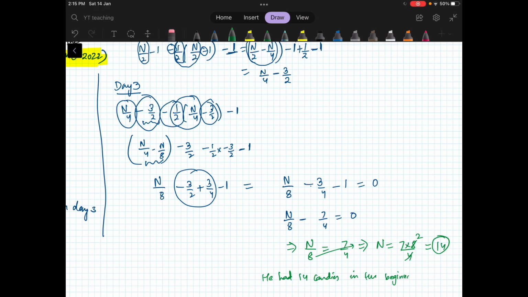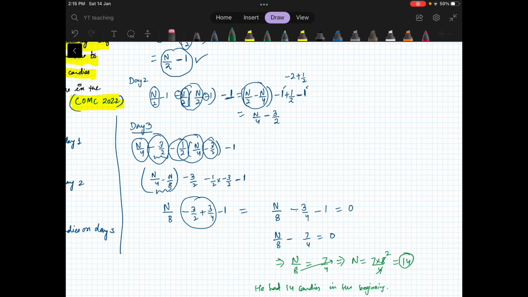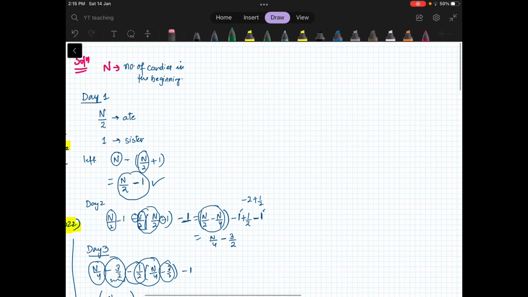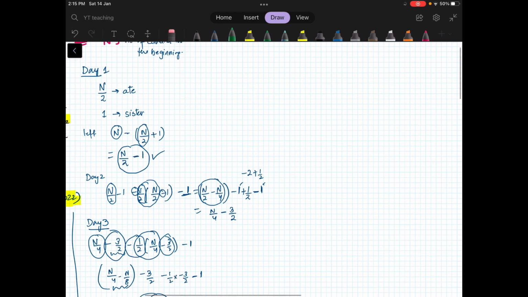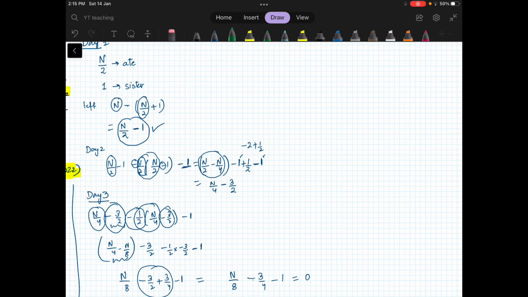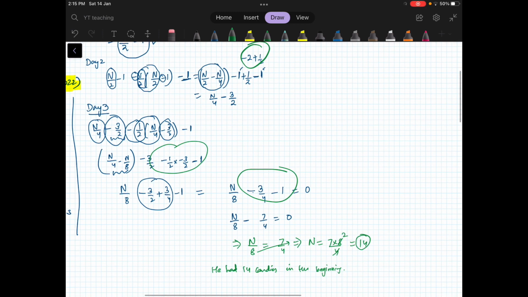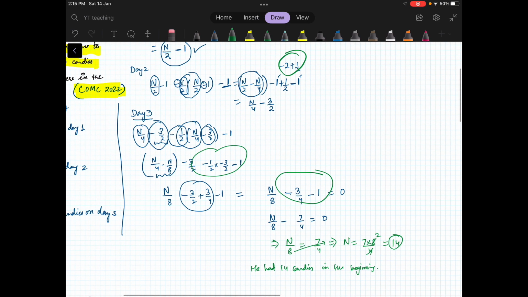So you see, this is quite a simple problem. You should be very good in your calculations, because in these competitions you cannot use a calculator. So definitely we have to perform our calculations like here, everywhere. So you should be good at calculations, and a little bit of thinking is required. So I think we are good to go. So he had 14 candies in the beginning.